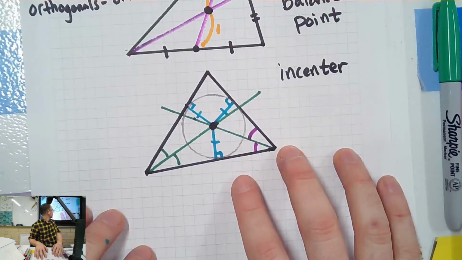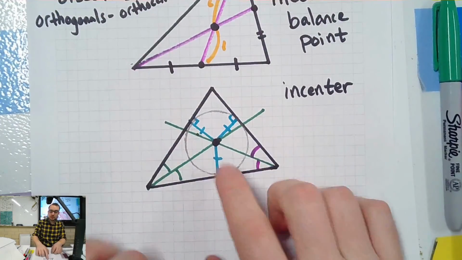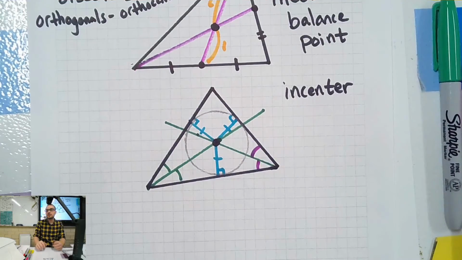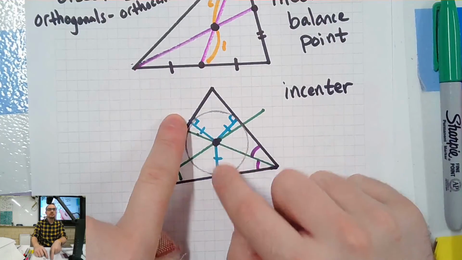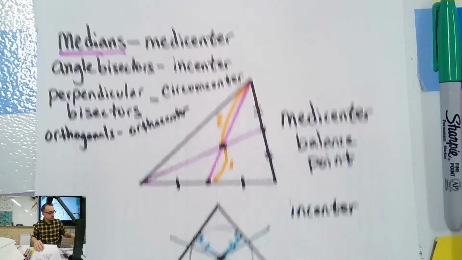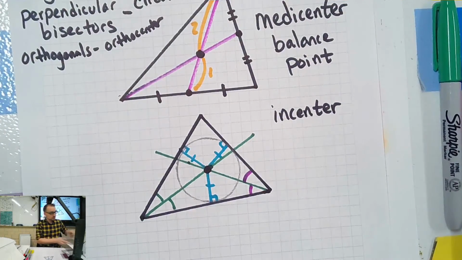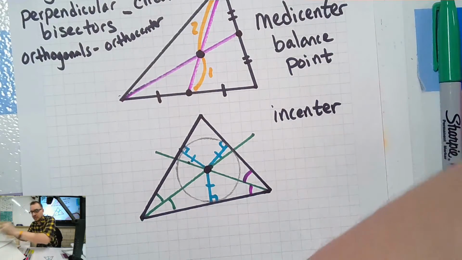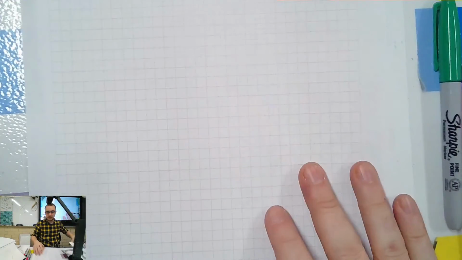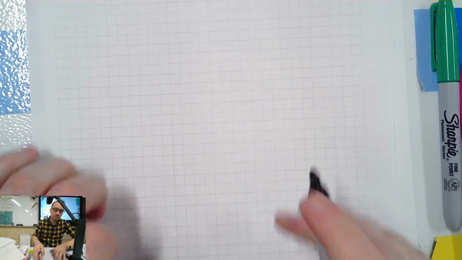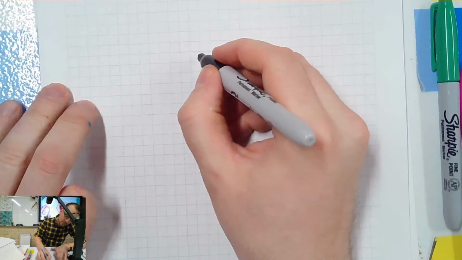Everybody cool with this one? Bisector angles, where it intersects, will produce a perfect circle inside the triangle. Same distance from the sides. Let's do another. Let's find the circumcenter. What lines do we need to draw to find the circumcenter? Perpendicular bisectors. Not just perpendicular, but perpendicular bisectors, right? It's all good.